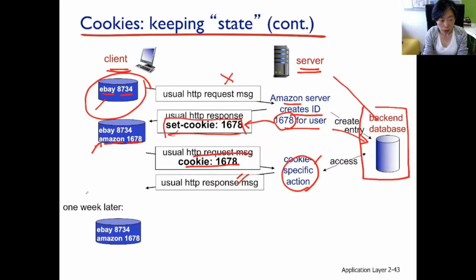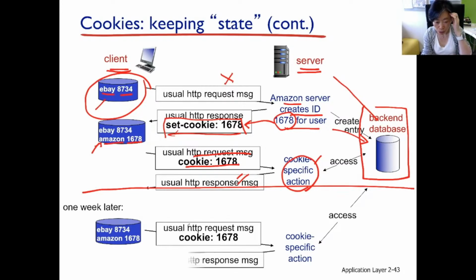So what's amazing there is one week later, when you come back and try to purchase something from Amazon again, the first request message you'll be sending will already be carrying the cookie entry. Once you have it set up locally in your cookie file, all the subsequent HTTP requests will by default carry the cookies. Amazon here will know. So over time, the server will know probably your profession, probably your income level, things like that.